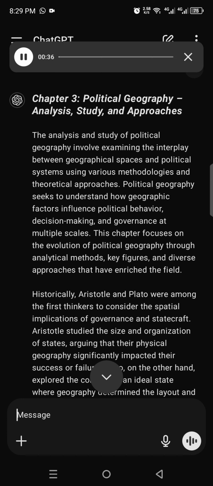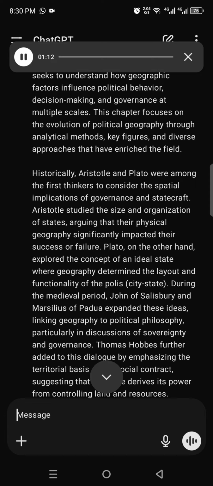Historically, Aristotle and Plato were among the first thinkers to consider the spatial implications of governance and statecraft. Aristotle studied the size and organization of states, arguing that their physical geography significantly impacted their success or failure. Plato, on the other hand, explored the concept of an ideal state where geography determined the layout and functionality of the polis, city-state. During the medieval period, John of Salisbury and Marsilius of Padua expanded these ideas, linking geography to political philosophy, particularly in discussions of sovereignty and governance.